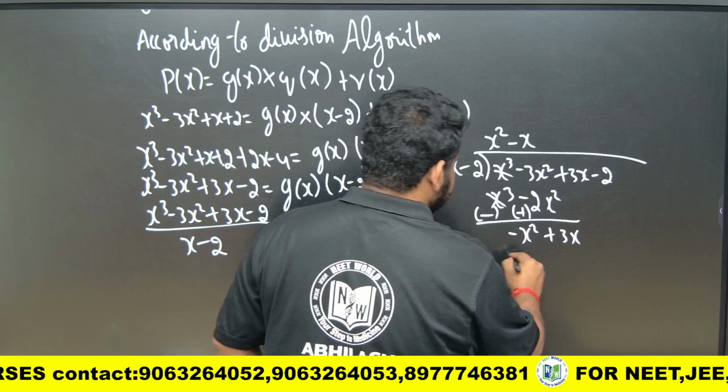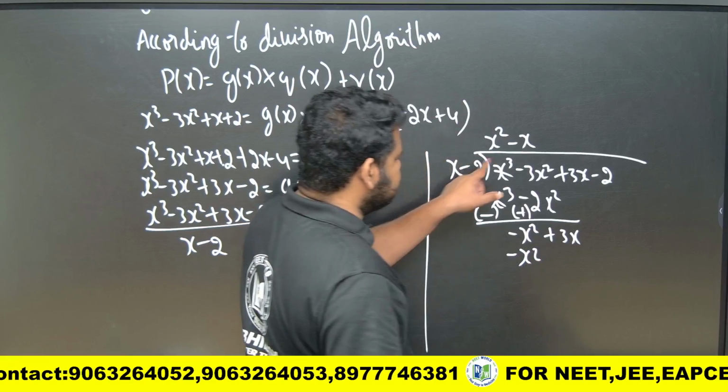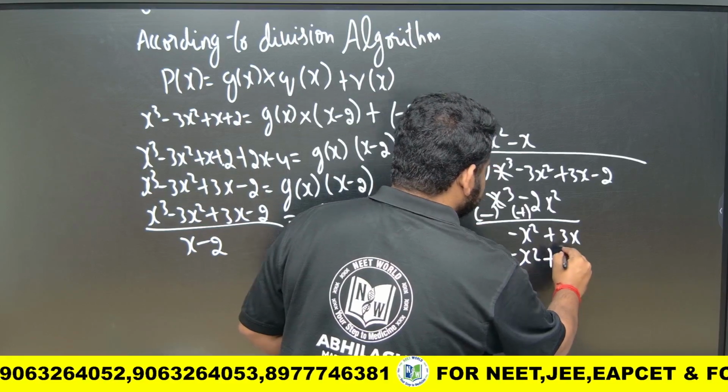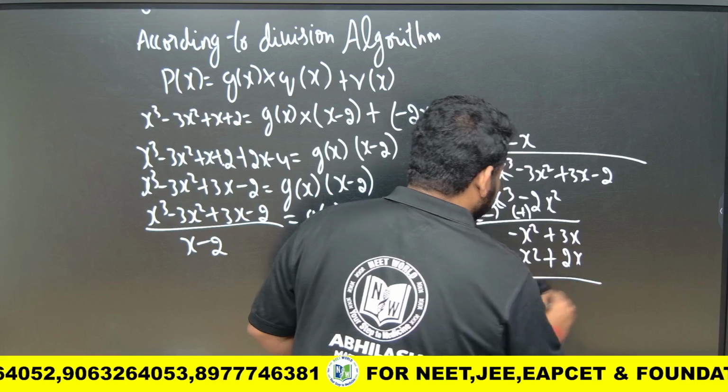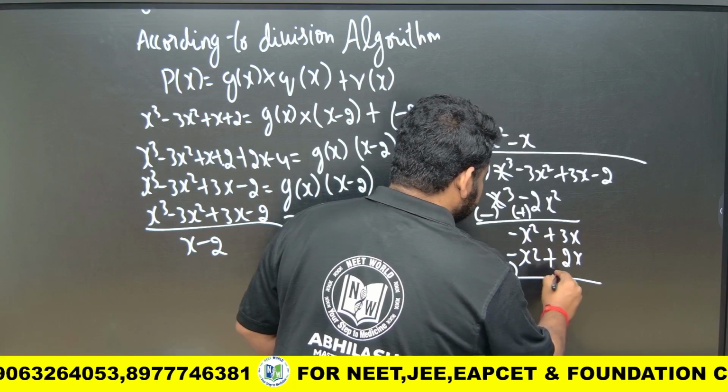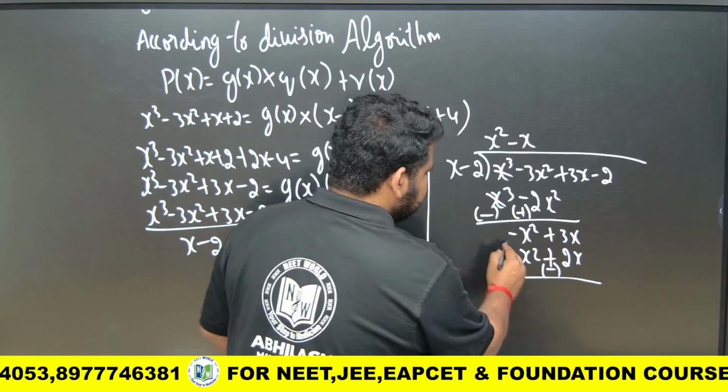x into x is minus x square. Minus into minus is plus, 2 into x is 2x. Now I have to write opposite signs, plus, this will be minus. What will I get? This will get cancelled.